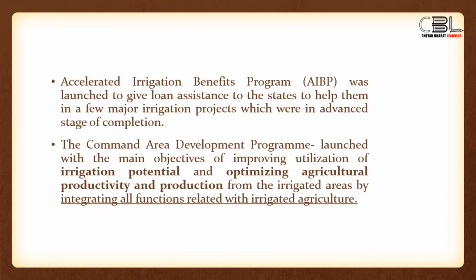Now learn something more about the Accelerated Irrigation Benefits Program. Actually, it was launched to give loan assistance to the states and not to the poor people. Okay, that was the trap in that question. To help them in a few major irrigation projects which were in an advanced stage of completion. Okay, only those which were in an advanced stage of completion. However, the Command Area Development Program was launched with the main objectives of improving the utilization of irrigation potential and also increasing agricultural productivity and production both. And how does it envisage to do these things? By integrating all functions related to irrigated agriculture.